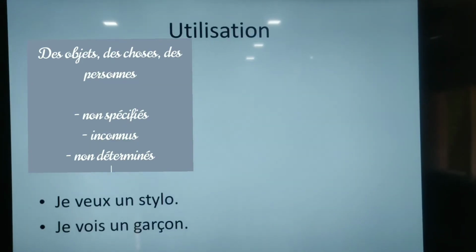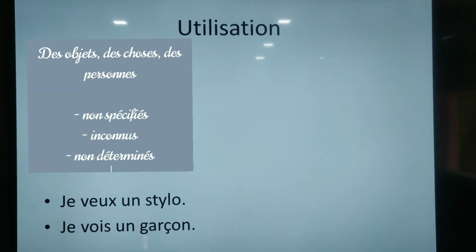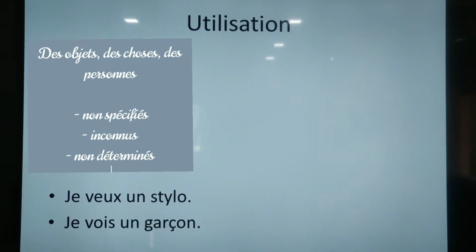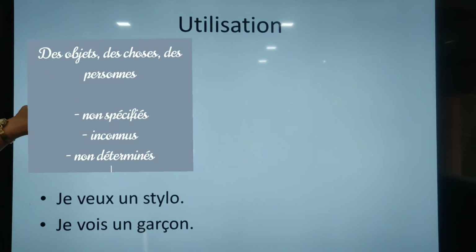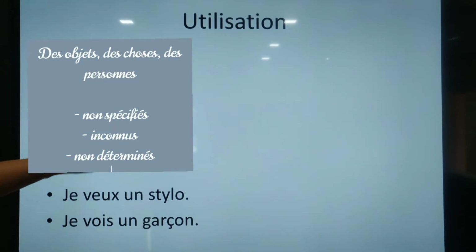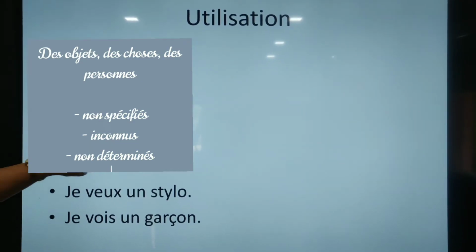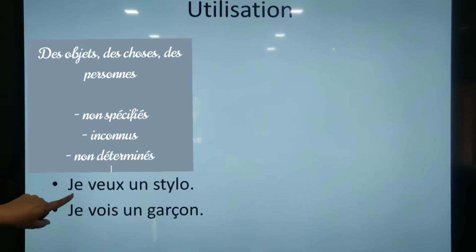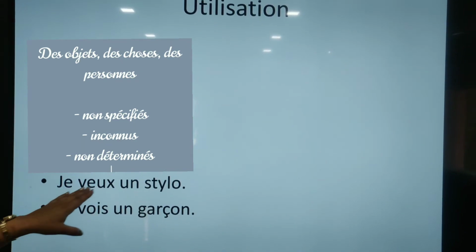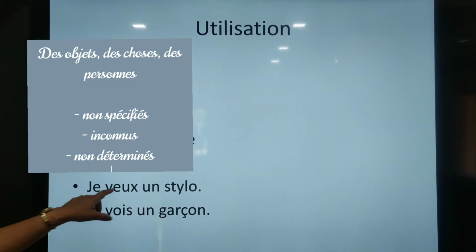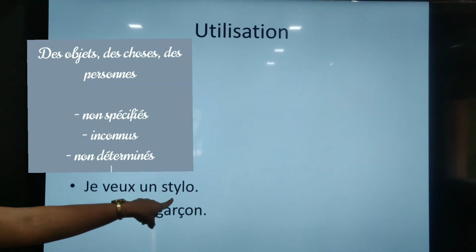So what is the use of indefinite article? Just like in English, a and an, they are used for non-specified, unspecified, unknown things. In French also, we use les articles indéfinis pour des choses non spécifiées, non connues ou inconnues, non déterminées, non-determined. For example, when I say here, je veux un stylo, I want a pen. I am not talking about which pen I want, which color I want. I'm not specifying any details here, and I'm simply saying je veux un stylo. Donc, le stylo is not known, it is not determined, it is not specific.